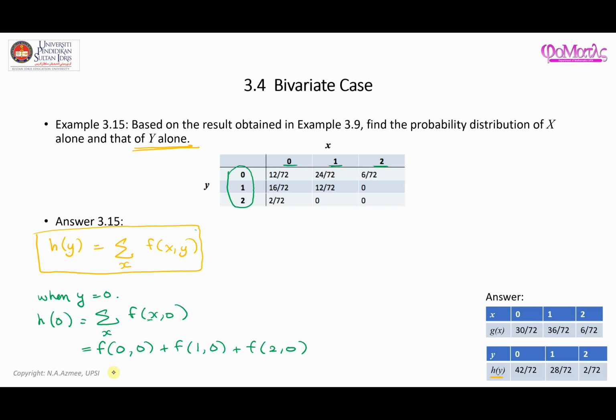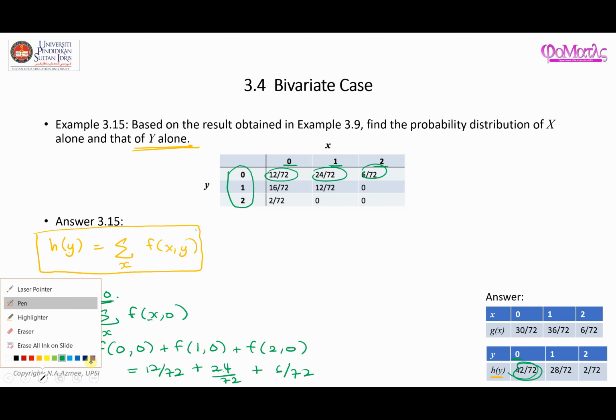Here what we have is f00 plus f10, where you change the value of x, plus f20. According to the table, f00 is this one, 12 over 72, f10 is this one, 24 over 72, and f20 is this one, 6 over 72. So this is 36 over 72, plus 6 is 42 over 72. So for y equals 0, the result is 42 over 72.